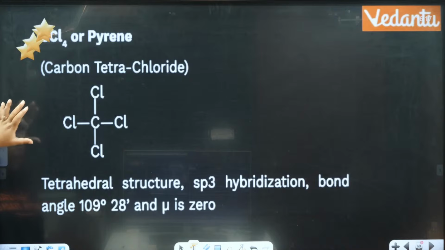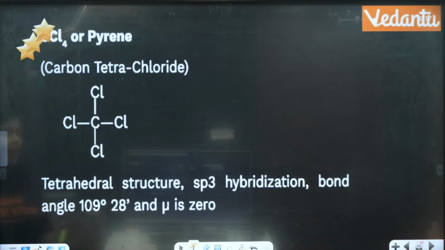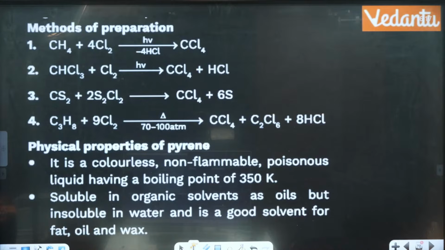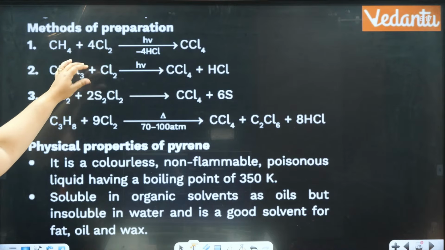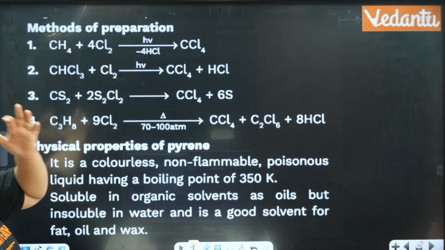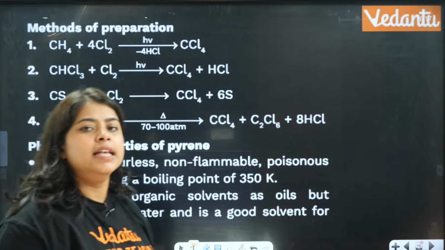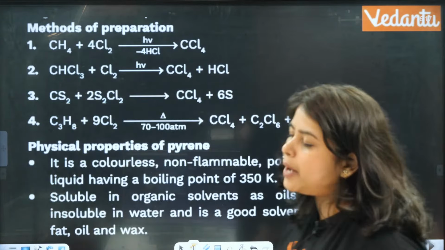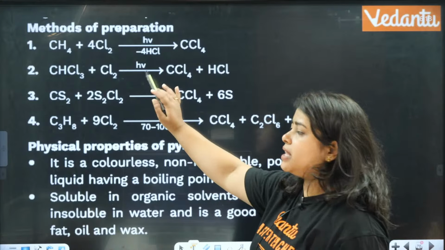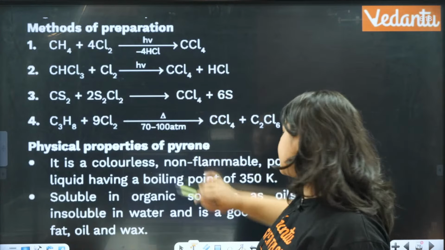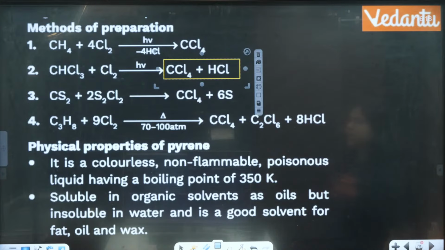Carbon tetrachloride is a tetrahedral structure, which is also called sp3 hybridization, and the bond angle will be 109 degrees 28 minutes. Here the preparation is they have taken CH4 plus 4Cl2, in the presence of H nu and 4HCl, we are going to get CCl4. So the compound CCl4 is obtained. Clear? So here CHCl3 plus Cl2 in the presence of H nu, we will get CCl4 plus HCl. Clear?